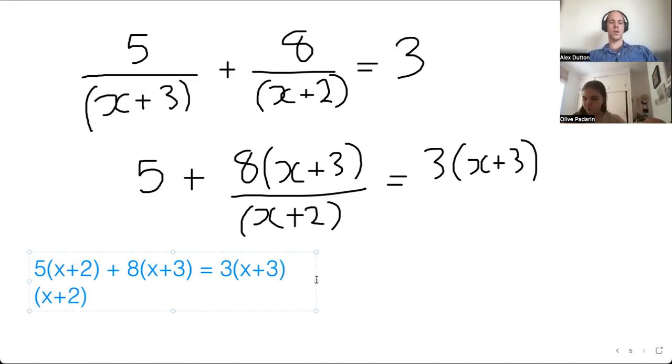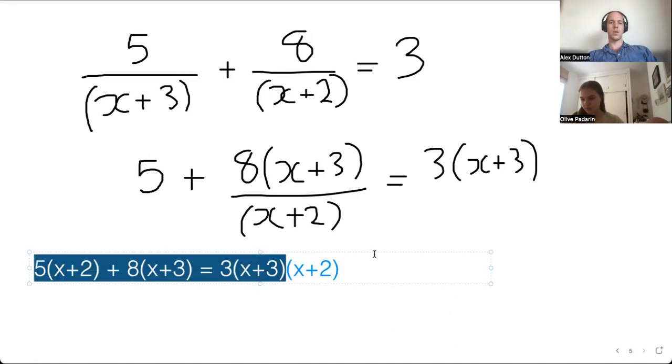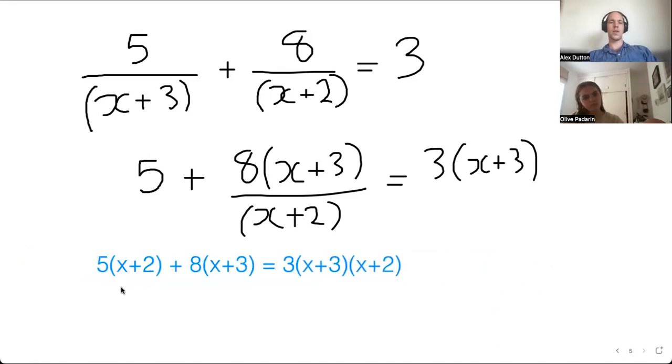I think it's really important to get a feel for how this is, so how the denominators move around and how they pop up again. Can you see that they've both popped up on the right? Where there was a divided by x plus 3 on that 5, it's now been replaced by multiplied by x plus 2. And then the other way around on the 8, it was divided by x plus 2, now it's been multiplied by x plus 3. It's just kind of like switching around.